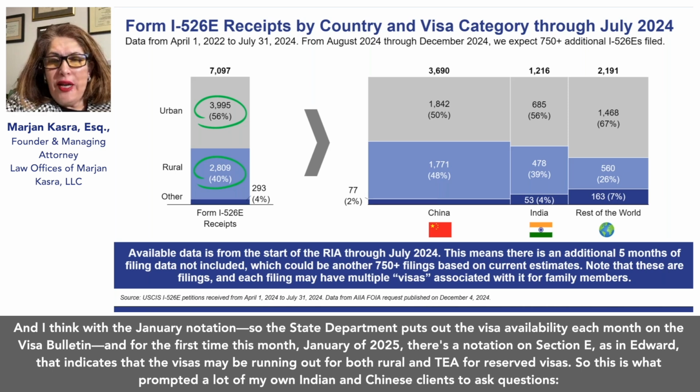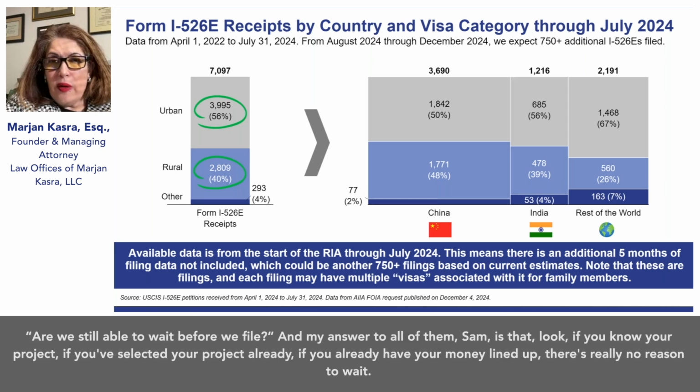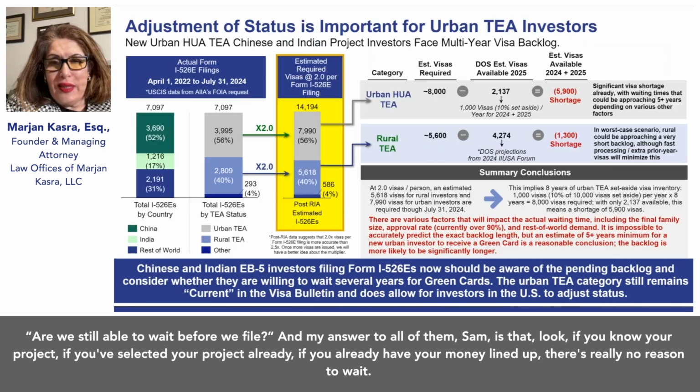And for the first time this month, January of 2025, there's a notation on Section E as in Edward that indicates that the visas may be running out for both rural and TA for reserved visas. So this is what prompted a lot of my own Indian and Chinese clients to ask questions: are we still able to wait before we file? And my answer to all of them, Sam, is that, look, if you know your project, if you've selected your project already, if you already have your money lined up, there's really no reason to wait.